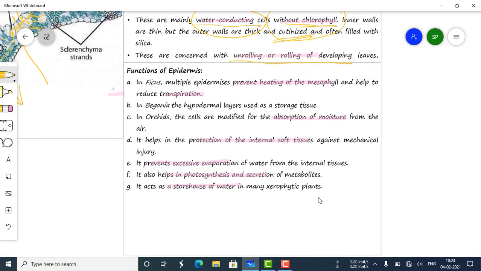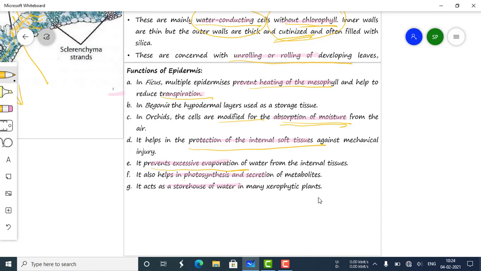Now to say about the functions of the epidermis. It prevents heating of the inner tissue and helps to reduce transpiration. In orchids, they are modified for the purpose of absorption of moisture from the air. The majority of orchids are epiphytic plants, and therefore they absorb moisture from the environment. So they are modified for the purpose of absorption of moisture. It helps in the protection of the internal soft tissue against mechanical injury. It prevents excessive evaporation of water from the internal tissue.